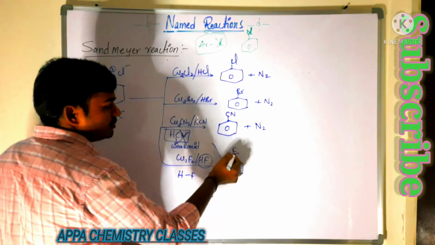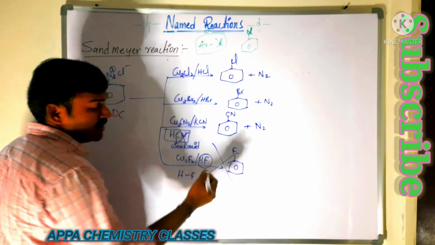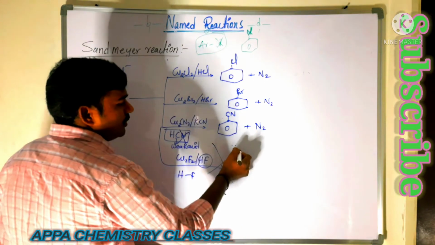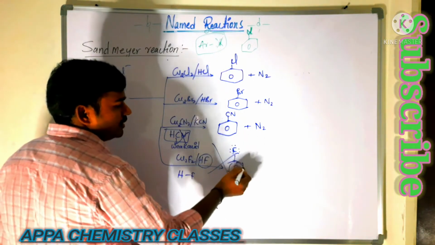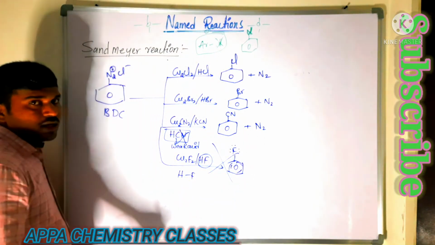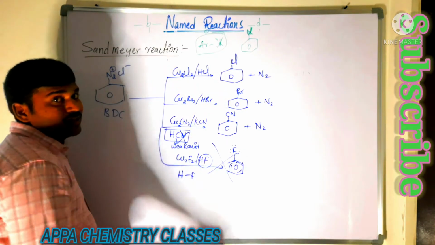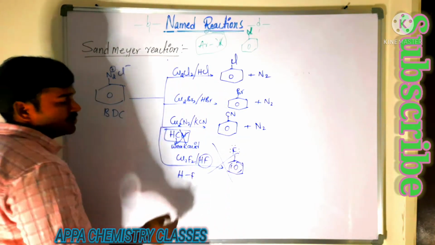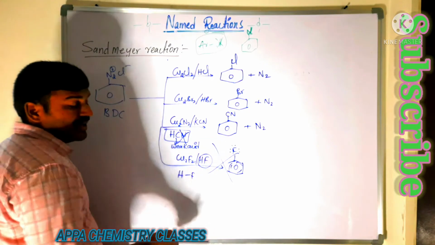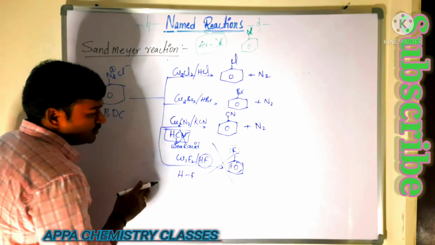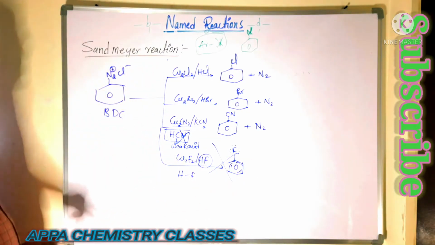And also, fluorobenzene is highly unstable because the fluorine lone pair of electrons and the pi bonds present in the benzene ring will always have repulsions. So it is highly unstable, and the reaction also takes place explosively. So that is what we call the Sandmeyer reaction.